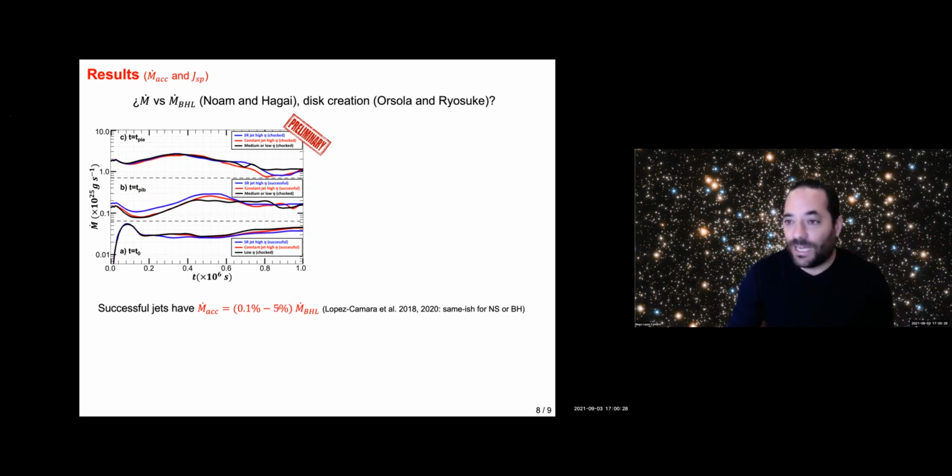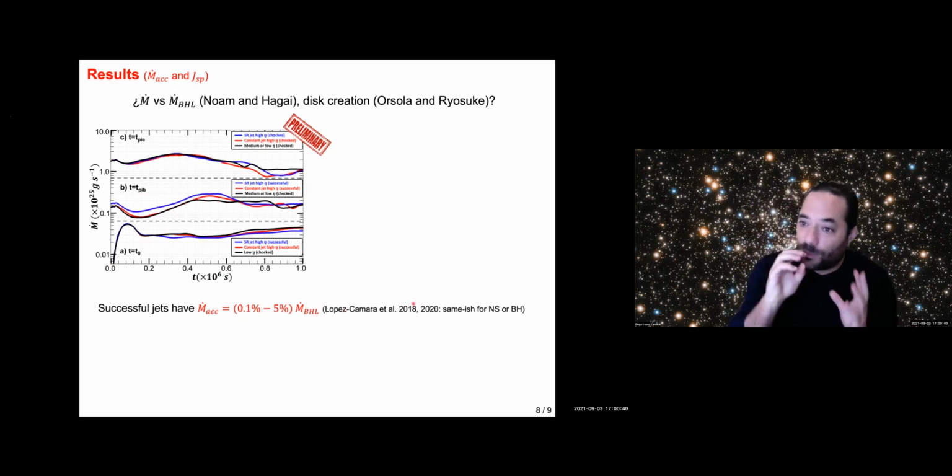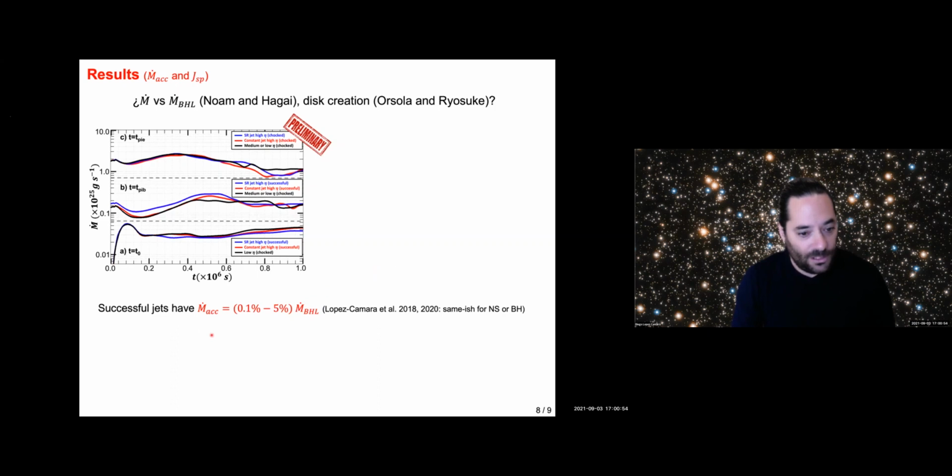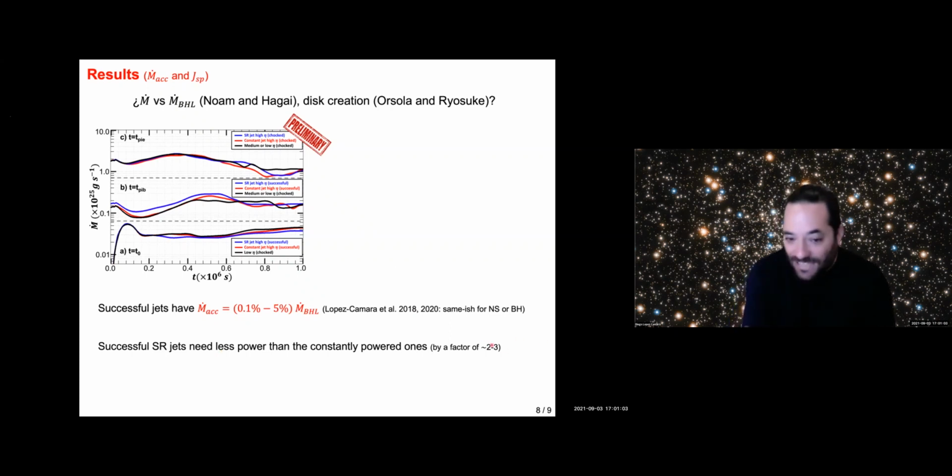And each of these is within 1 to 5% of the corresponding Bondi-Hoyle accretion rate, which, by the way, is similar to what we had already seen in our previous studies, where we have black holes and neutron stars within the common envelope, not this 0.3 solar mass main sequence star. What we also see is that the successful jets need a factor of 2 or 3 less power to be successful compared to the constantly powered ones.